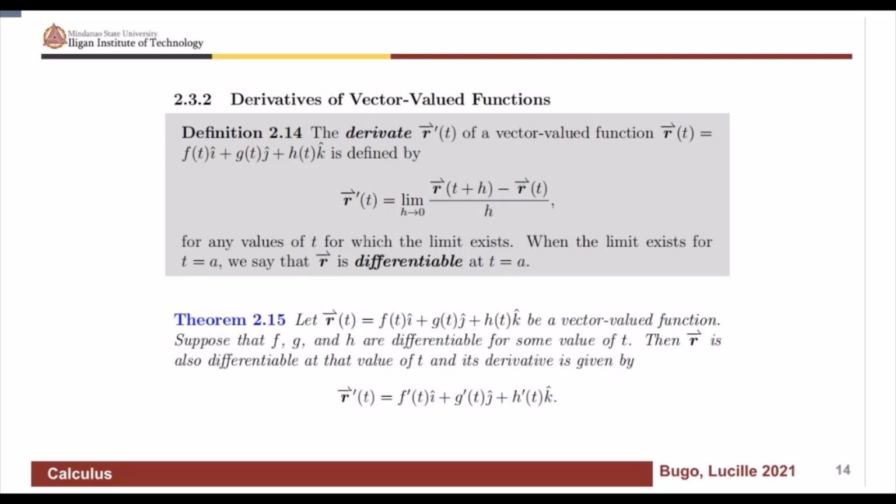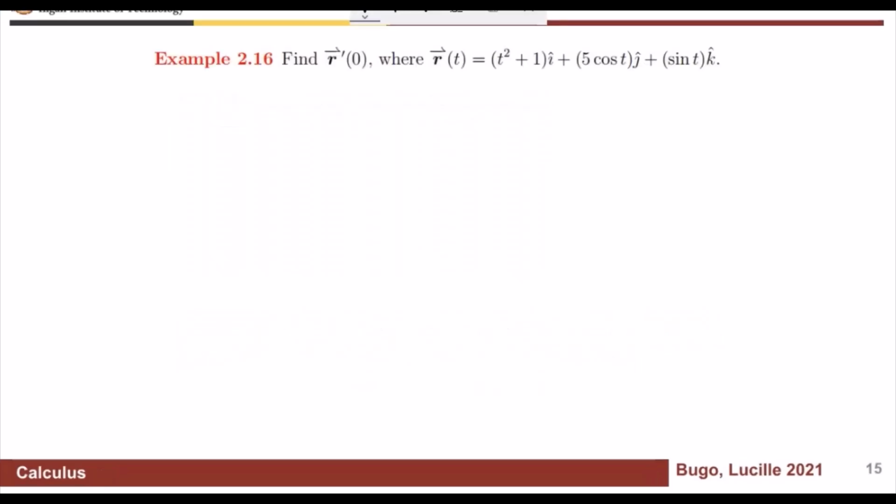Suppose that f, g, and h are differentiable for some value of t, then the vector r is also differentiable at that value of t, and its derivative is given by f prime of t i hat plus g prime of t j hat plus h prime of t k hat. So notice that what we do here is we take the derivative of each component function.